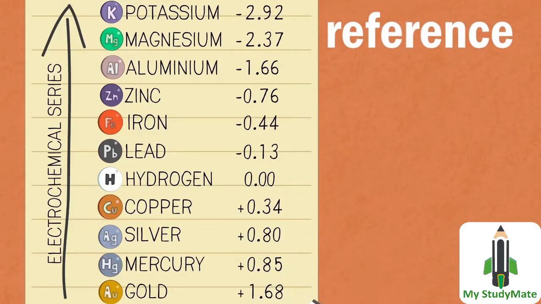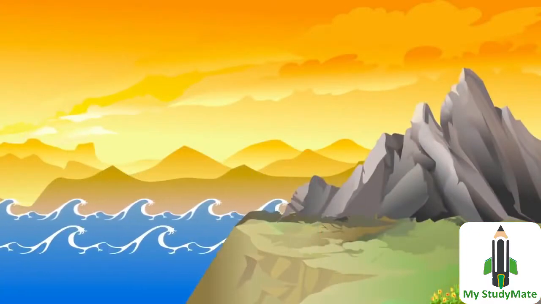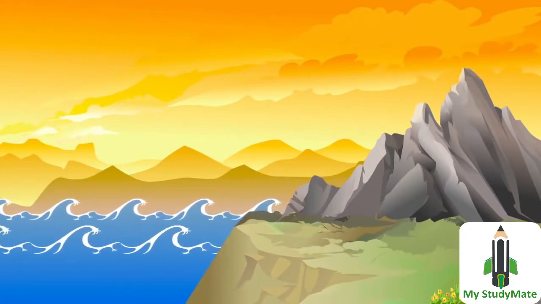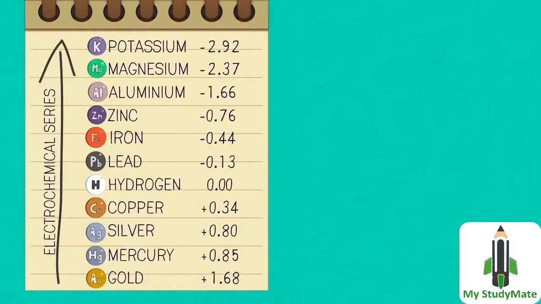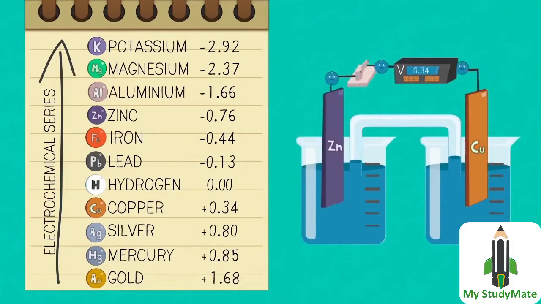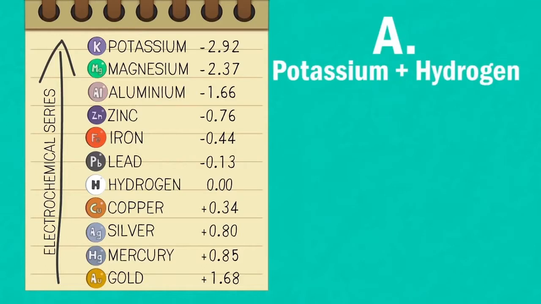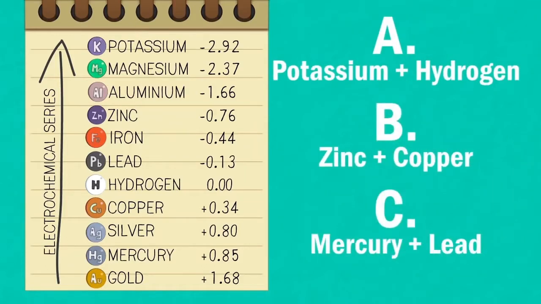Using the electrochemical series, can you predict the direction that the electrons will travel for the following pairs of metals? The electrons always move from the metal with the more negative electrode potential to the more positive electrode potential. Pause the video and continue when you are ready. For A, the electrons move from potassium to hydrogen. For B, the electrons move from zinc to copper. And for C, the electrons move from lead to mercury.